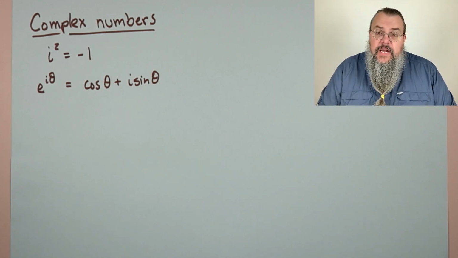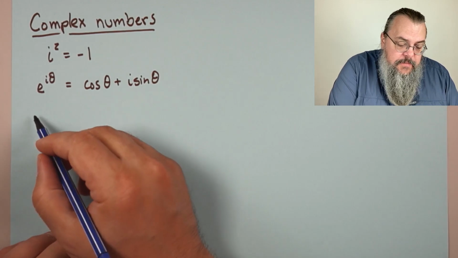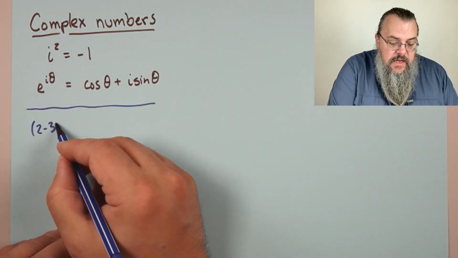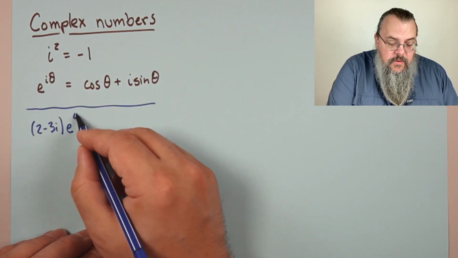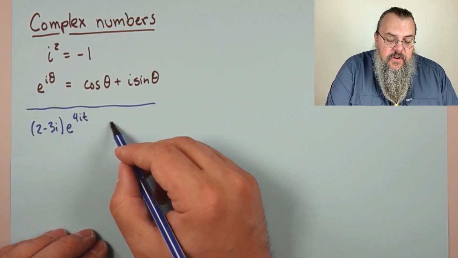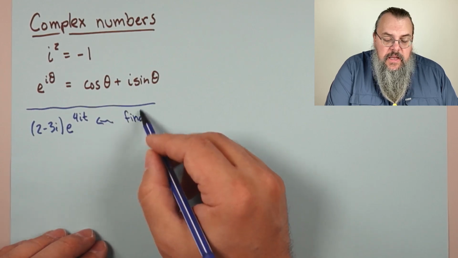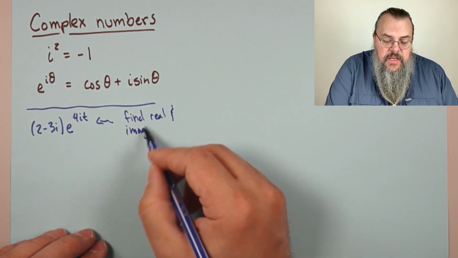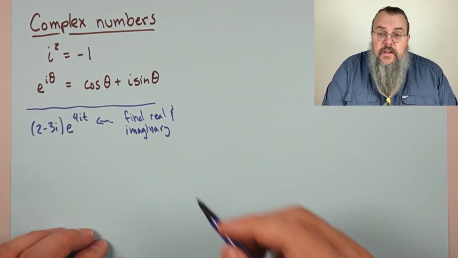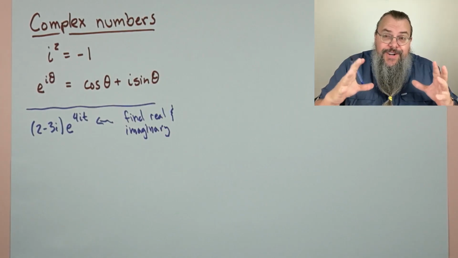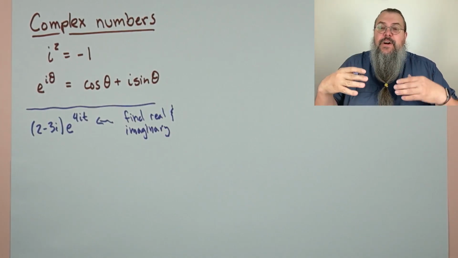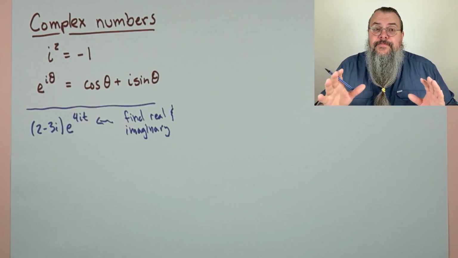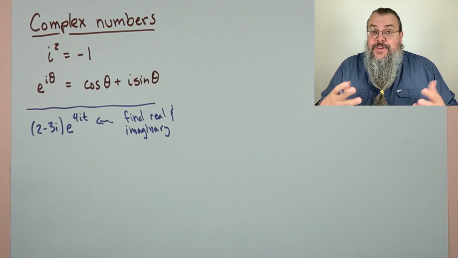Well, something we might need to do is the following. Suppose we have this expression, 2 minus 3i times e to the 4it, and the goal is to find the real and imaginary parts. In other words, when we think of a complex number, there's the real part and the imaginary part. The imaginary part is i times something. The real part has no i involved at all. So how do we do such a thing?